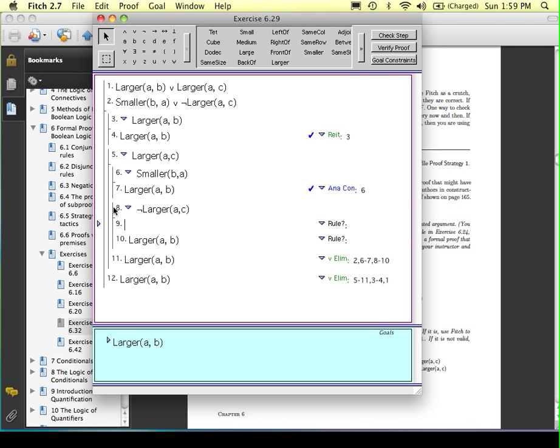But line 5, which I have access to in this subproof because of the scope line, tells me that A is larger than C, or it is the case that A is larger than C. That leads to a contradiction. And it's not even a contradiction using the anacon, it's a contradiction using the negation symbol. Because here I have a term, and here I have the negation of that term. So I can justify that using contradiction intro. Once I have a contradiction, I can use that contradiction symbol to write whatever I want. I need larger AB, so I'll do that. And that's the whole problem. So that's what you do, 6.29.